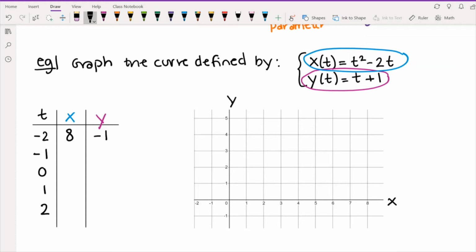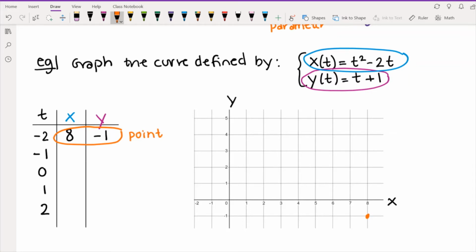So now when we go and actually graph this part here, this tells us our point. So we're not graphing t. t is just kind of, again, in the background. The only thing we're actually graphing here is the point that we got for x and y. So we have the point 8, -1, and that's the first point on our graph.